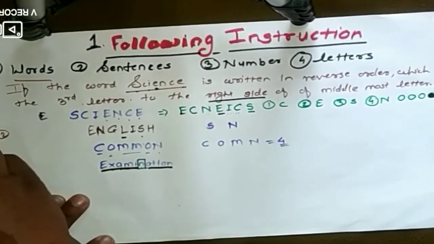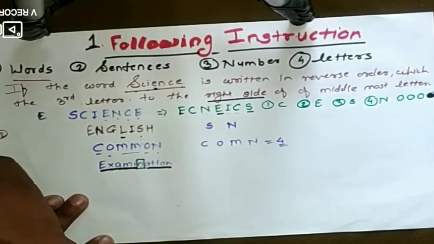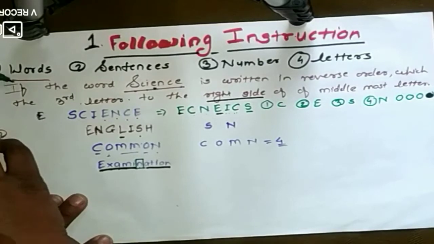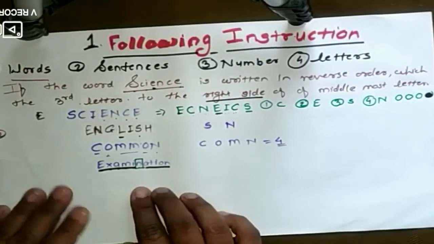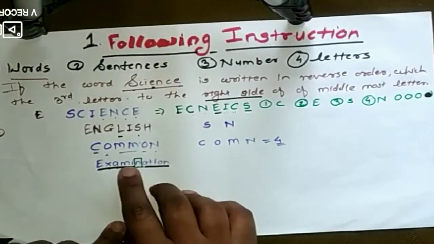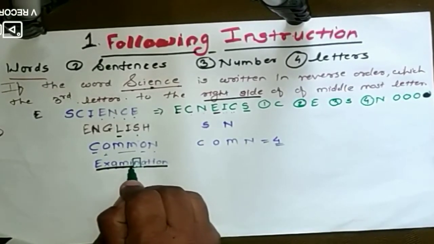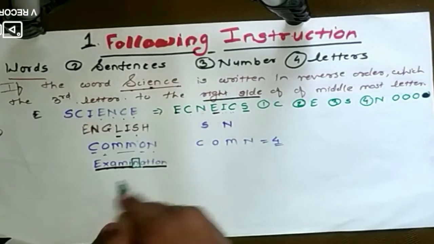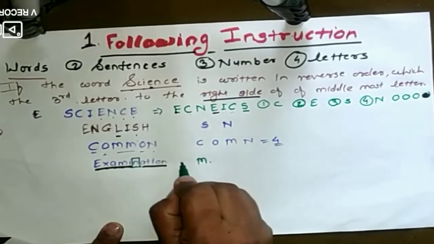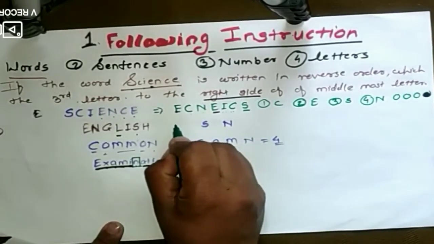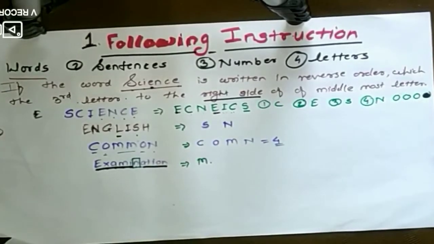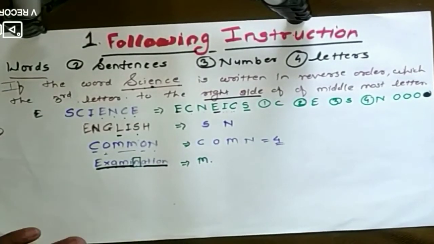Now which is the second letter on the left side of the middlemost letter? The middlemost letter is N. N's left side means your left side, and 1, 2 you have to come from I. N's nearby letter is I, and this is M. So M is the answer. Such types of questions that I am telling you, keep in your mind.